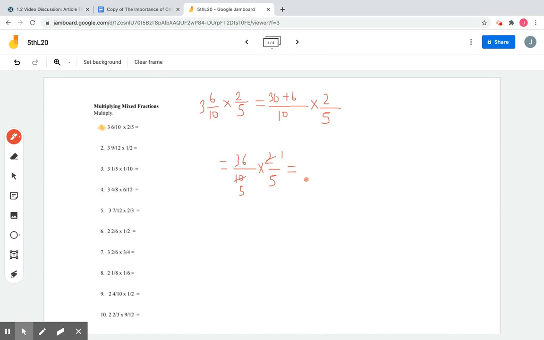Alright, so it will be 36 over 25. And if I want to make it into a mixed number again, it will be 1 and 11 over 25, because 36 minus 25 is 11. So the answer is 1 and 11 over 25.